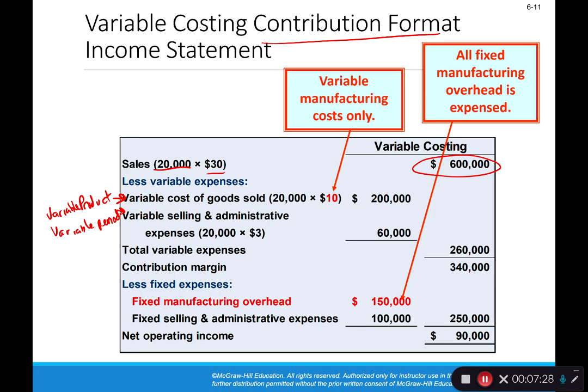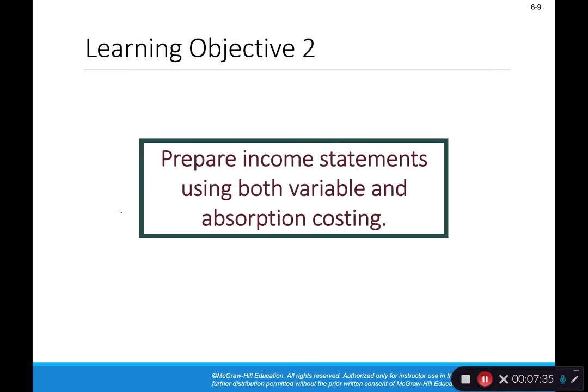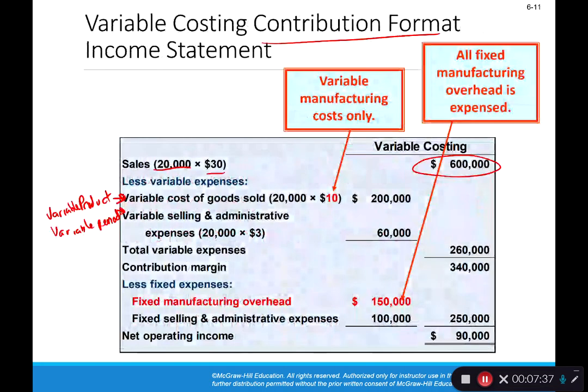Now, it's important to know that when we're getting cost of goods sold or selling and administrative costs, we're always multiplying by units sold. Why? Because this is an income statement. An income statement is based on how many units we sell. So that's important to remember. Even though we produce 25,000 units, we're getting our cost of goods sold and selling and administrative costs based on how many units were actually sold. So we sold 20,000 units.